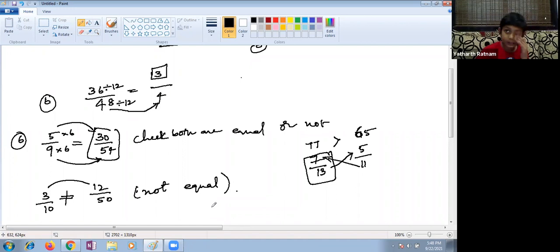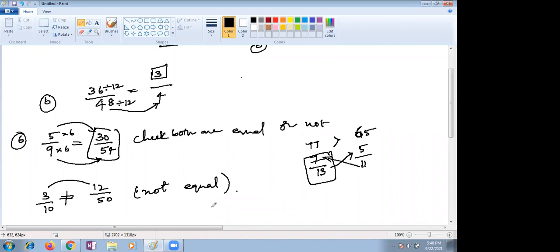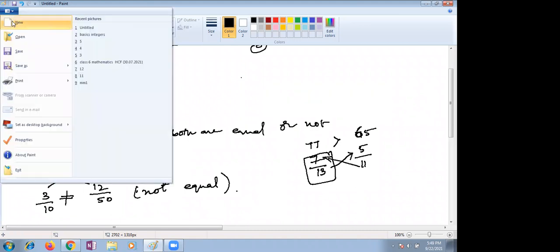Shall we go with another concept, reduction of fractions in simplest form, children? Yes, ma'am. Very good. All your answers are correct. I can see your answers and I'm appreciating you people.